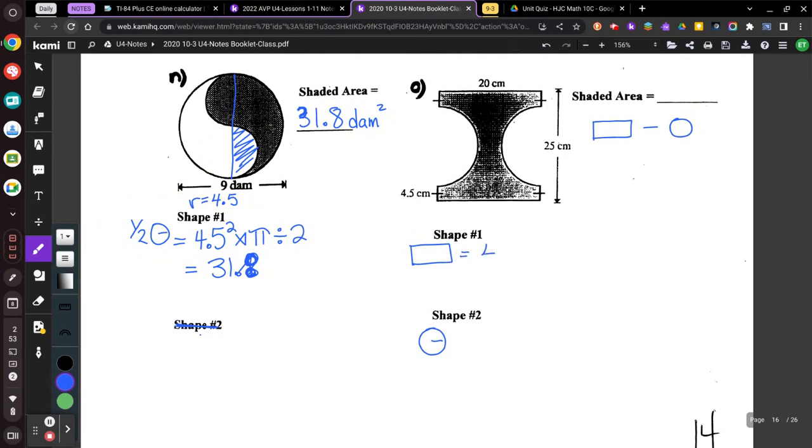Okay, this is going to give us length times width, and that's going to give me 20 times 25. And that's going to give me 500 centimeters squared. So far I know 500 centimeters squared is what I'm subtracting from.